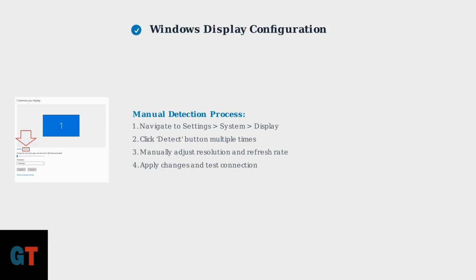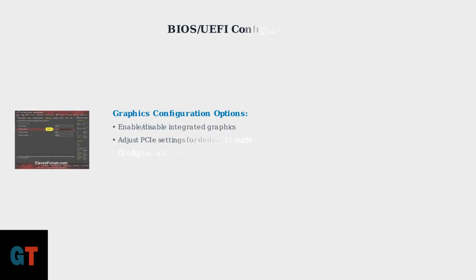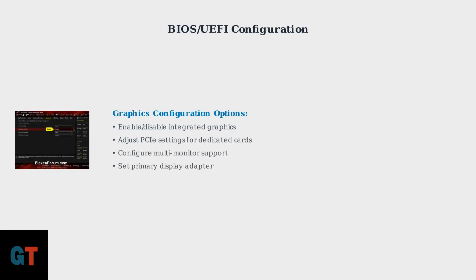Multiple detection attempts may be necessary, as the HDMI handshake process can fail intermittently. Adjusting resolution and refresh rate manually often resolves compatibility issues between the graphics card and monitor. Advanced users may require BIOS or UEFI configuration changes. Graphics settings in the system firmware can affect HDMI detection, particularly with integrated and dedicated graphics combinations.